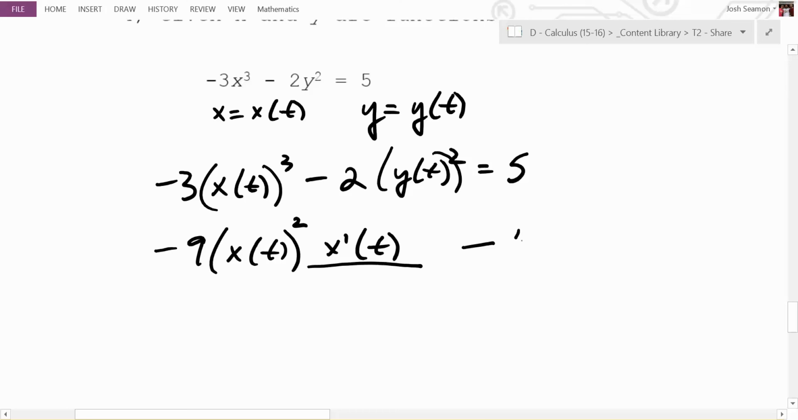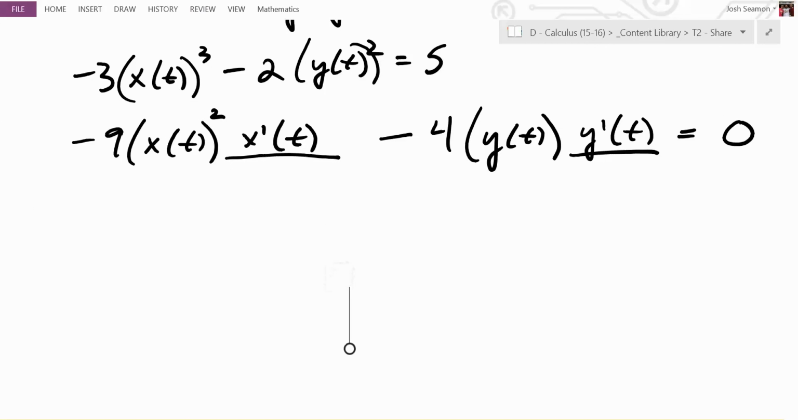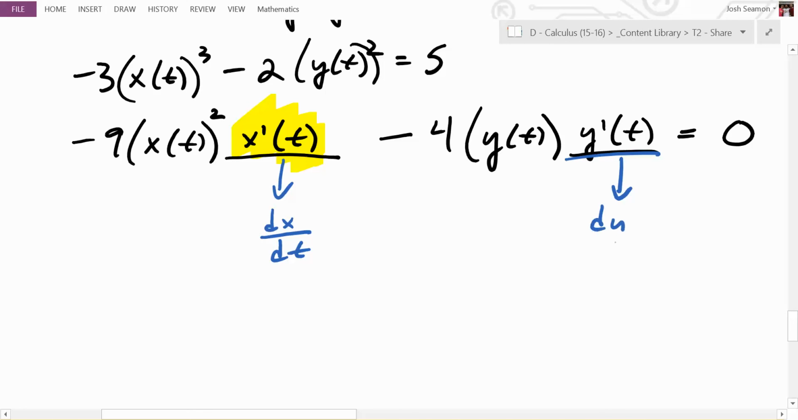Minus what? 4 times y of t to the first power times what? Y prime of t equals what? Equals 0. Now, you can answer this. What's another way to write x prime of t? dy dt. Careful, it's actually dx dt. And what's this one going to be? dy dt.